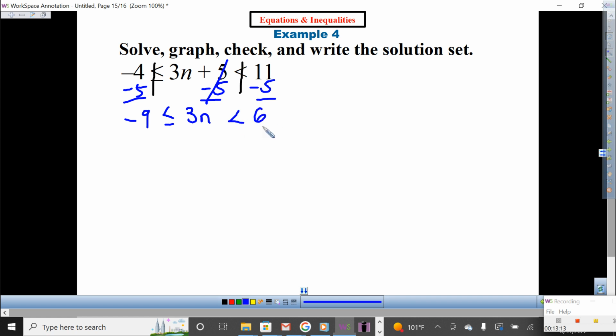Man, Starla's in a row. Let's go. Next. Mia, go. What do I do next? Divide by 3, divide by 3, divide by 3. -3 less than or equal to n less than 2. Hands, have we got that? Yeah, we got this. All right, let's graph this.